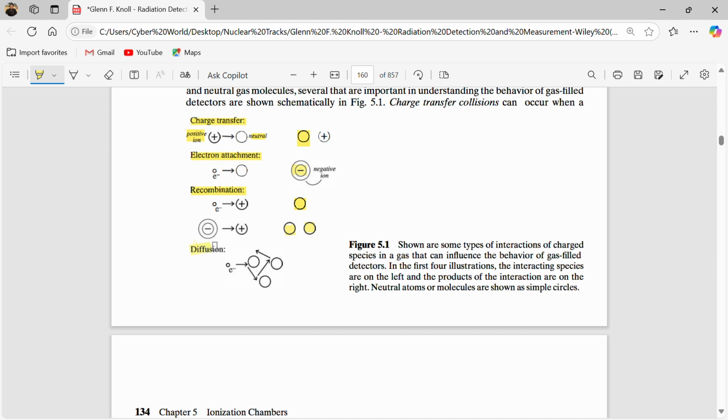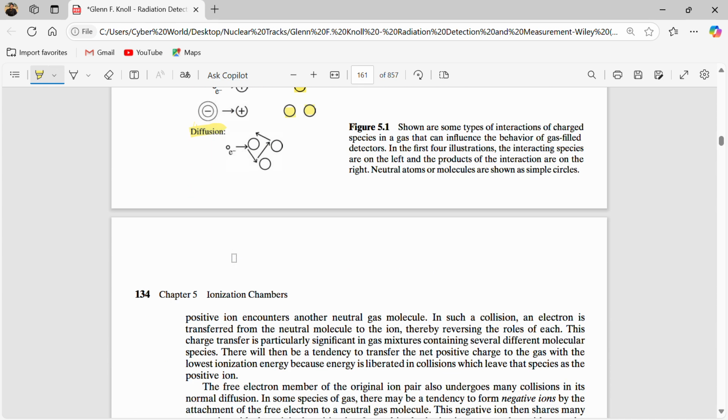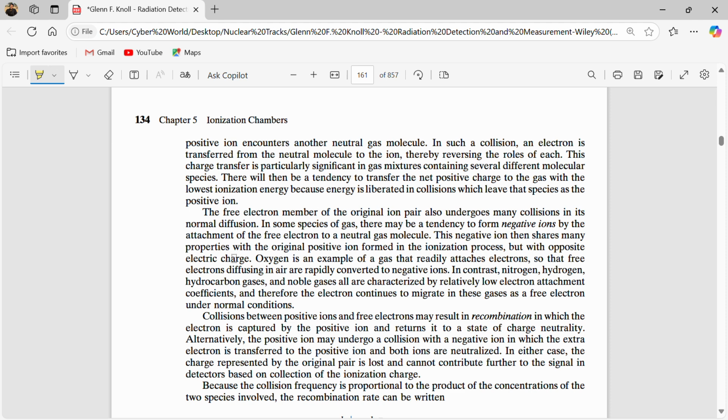And in diffusion, what should happen? The electron is diffused among many neutral atoms, because in diffusion the velocity is increased by the thermal process, as I mentioned before. So this is all about diffusion and charge transfer. Understood?